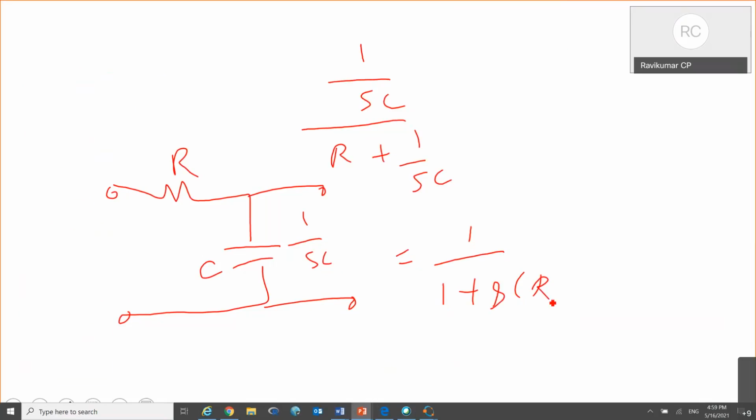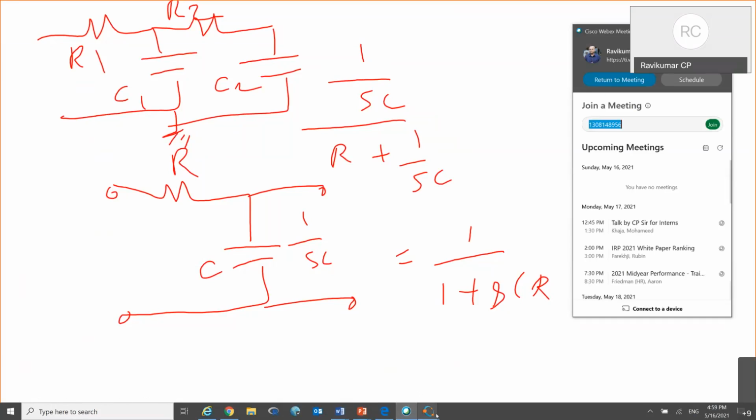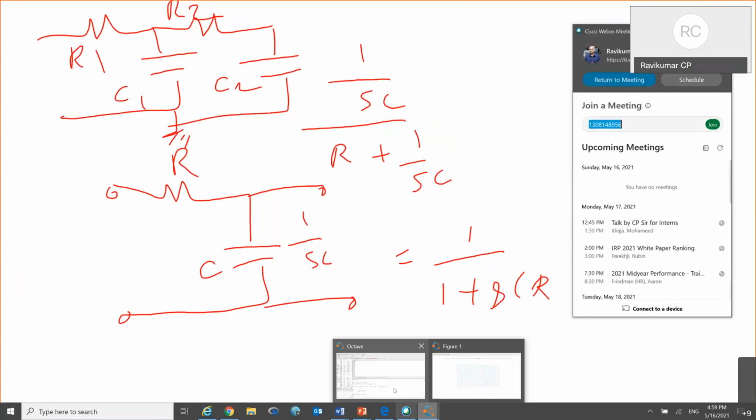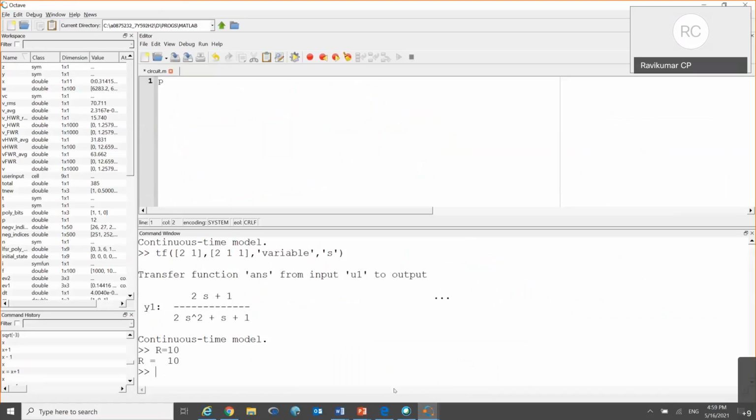I can make up more complex ones by trying to take maybe something like this. So this will be more complex. I will leave that as an exercise for you. So I will do the simple one, right? And then I will describe that transfer function here. So let us say R equals 10 ohms. C equals, let us say, 1 microfarad.